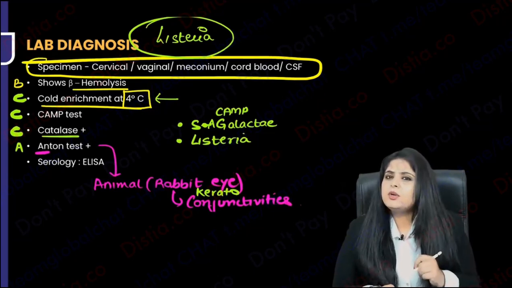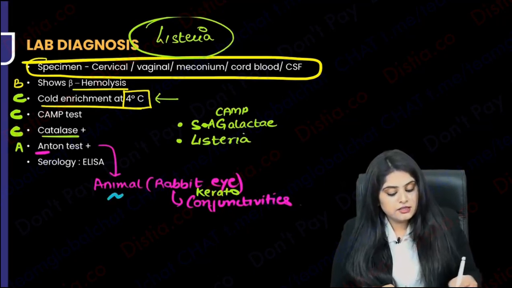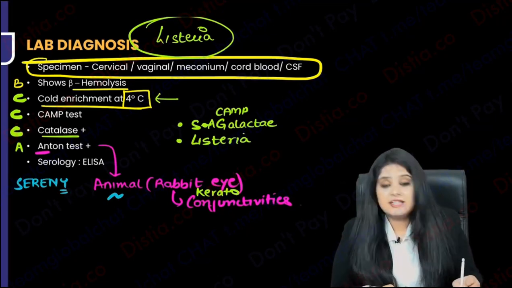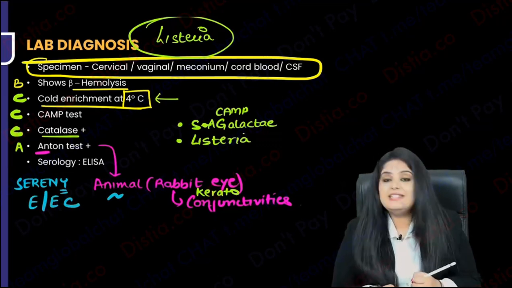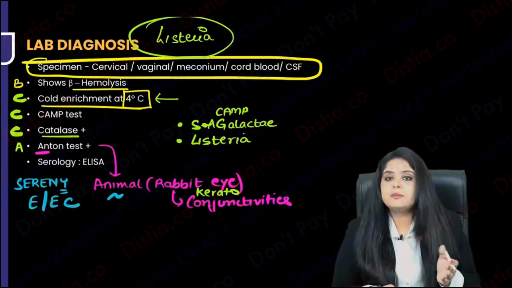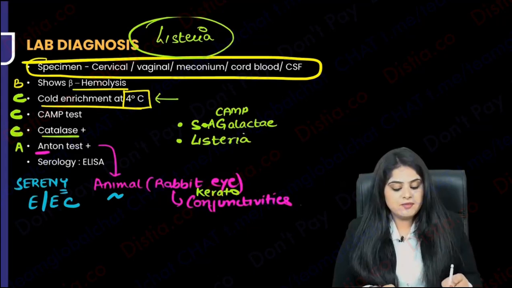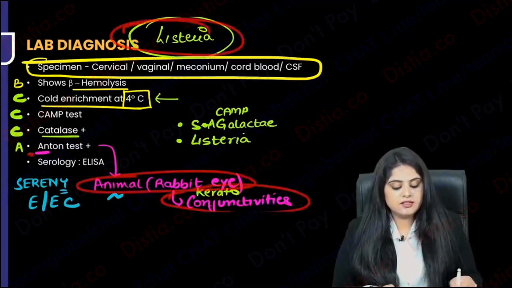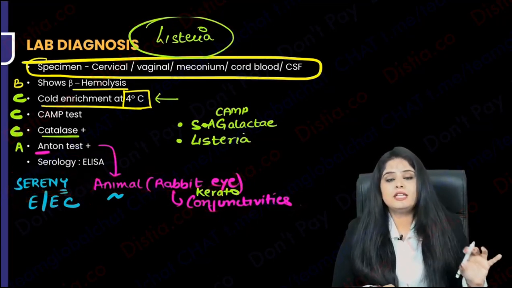Is this similar to what you have studied, or are going to study in the future? You're also going to study something known as the Sereny test. The Sereny test is done for enteroinvasive E. coli. Enteroinvasive E. coli shows you the Sereny test. In that also it is the same: you inject into the rabbit's eye and you get keratoconjunctivitis. So remember, some animal's eye you take, inject Listeria and get keratoconjunctivitis; that is known as the Anton test. If you inject enteroinvasive E. coli and get keratoconjunctivitis, that is the Sereny test, E for the eye one.